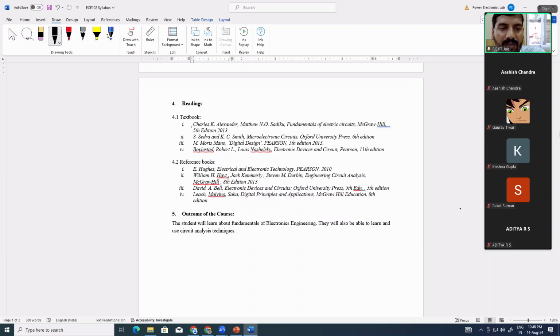So this is the first textbook, which is very important: Fundamentals of Electric Circuits by Alexander and Sadiku, McGraw-Hill publication. You can download the soft copy also. Most of the topics will be covered in this book only.